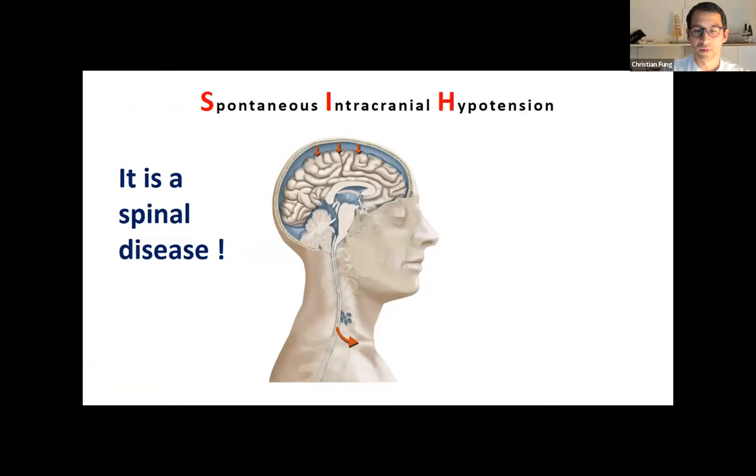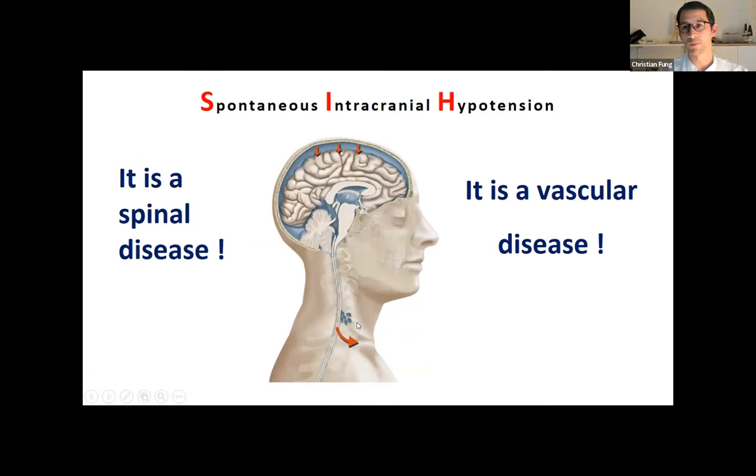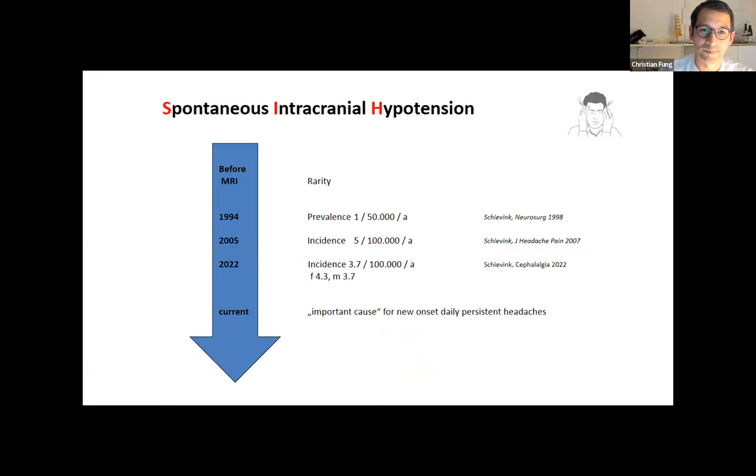Taking this into consideration, although spontaneous intracranial hypotension has all the symptoms that start at the level of the head, basically you can say it's a spinal disease because the problem's origin is at the level of the spine. And nowadays, you can even go one step further. You also have to say it's a vascular disease because, taking into consideration type 3 leaks, this makes the disease also a vascular entity.